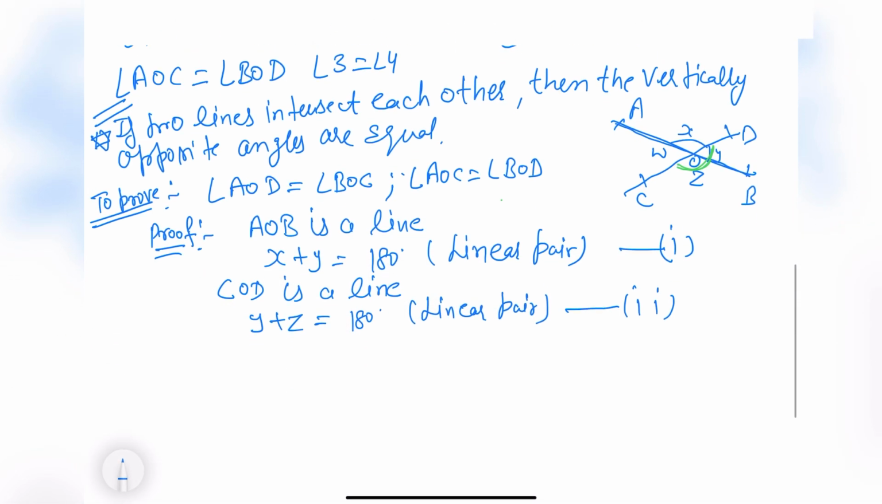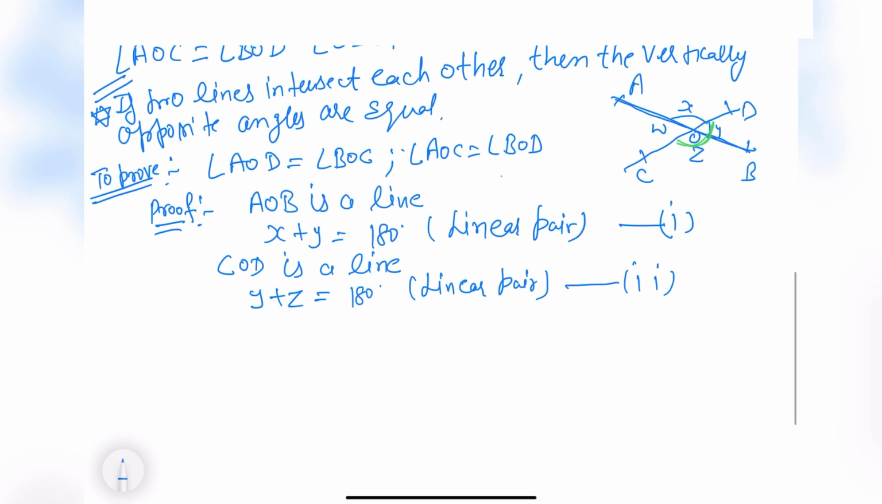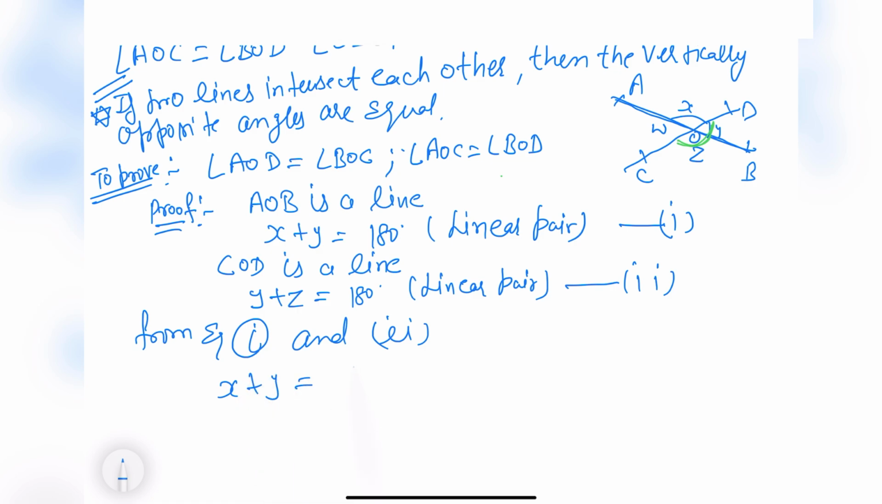We mark them as 1 and 2. Because equation 1 is equal to 180 degrees, equation 2 is also equal to 180 degrees. So we can say that from equations 1 and 2, these two values are equal. That means X plus Y is equal to Y plus Z. Now we have the same value, Y and Y, both are there, so these cancel each other.